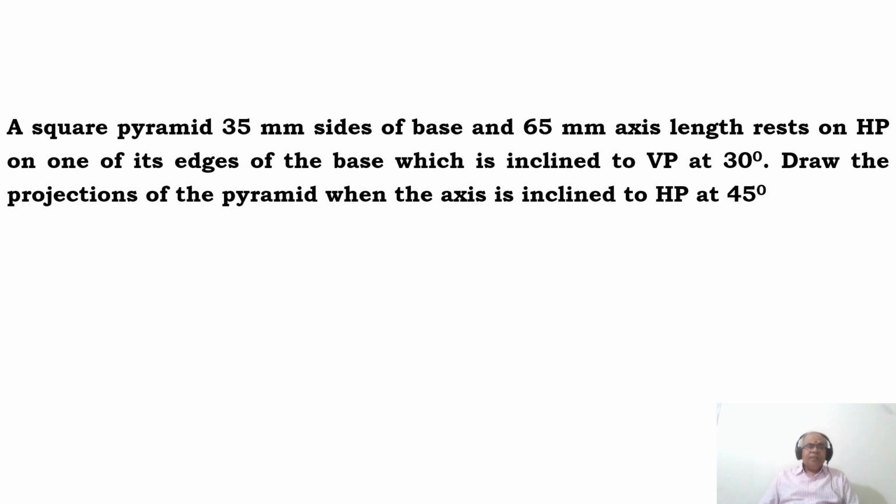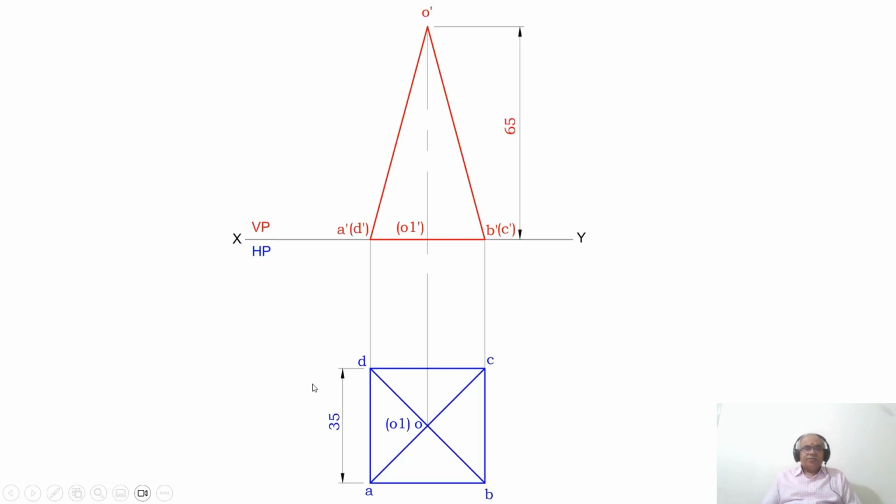So here, since it is resting on HP, we need to start the problem from the horizontal plane, that is, from the top view. The edge which is resting on HP, you make that edge perpendicular to VP. Let us see how it is going to look here. So here we can see an edge which is resting on HP is perpendicular to VP. Which are the two edges which are perpendicular to VP? The edges AD and BC are the two edges which are parallel to HP and perpendicular to VP.